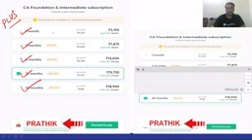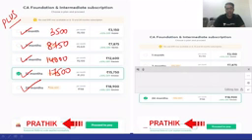The 1 month package will cost you about 3,500. The 3 month package will cost you about 8,750. The 6 month package will cost you about 14,000 rupees. The 12 months package will cost you about 17,500, and the 24 months package will cost you about 21,000 rupees.